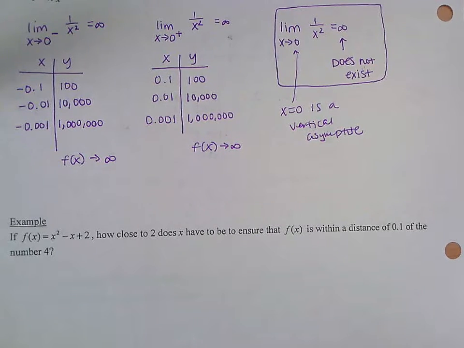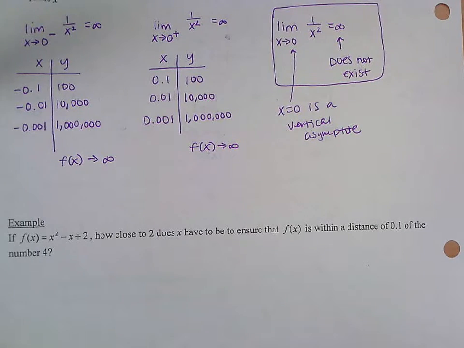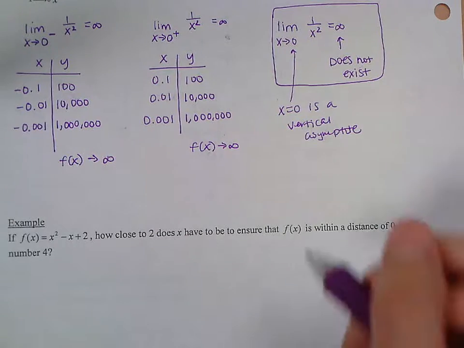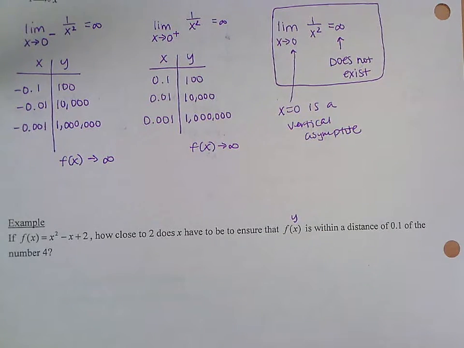The last example is asking something a little bit different. It gives you a function, f of x equals x squared minus x plus 2, and it says how close to 2 does x have to be to ensure that f of x, or y, is within a distance of 0.1 of the number 4.